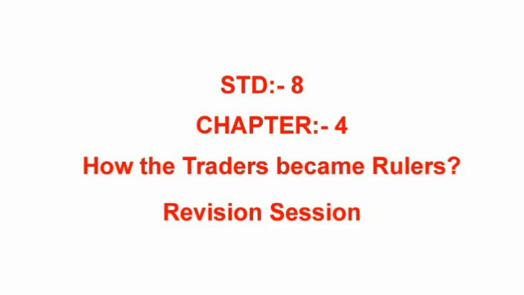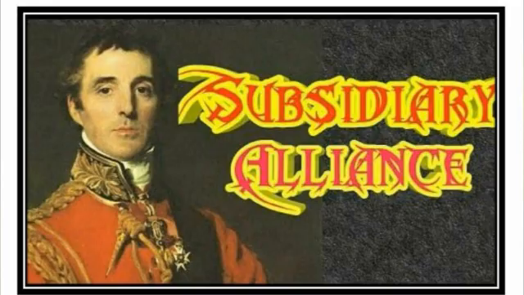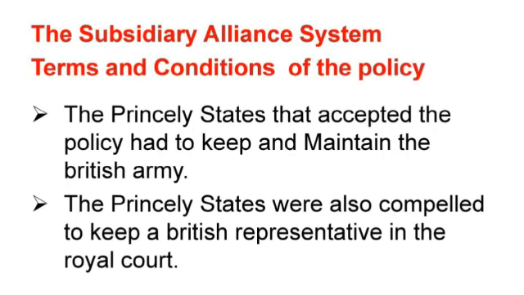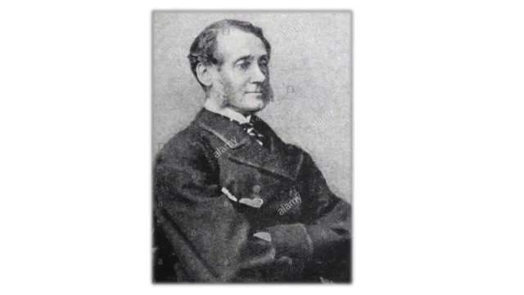Now moving towards the next chapter, that is lesson number 4, How the Traders Became the Rulers. Firstly, we'll start with the main policy of Lord Wellesley, the subsidiary alliance system. The princely states that accepted the policy had to keep and maintain the British army. So the entire expenses of the British army were to be borne by the king. The princely states were also compelled to keep a British representative in the royal court. The British representative was appointed to make sure that he monitors the entire administration of the kingdom.